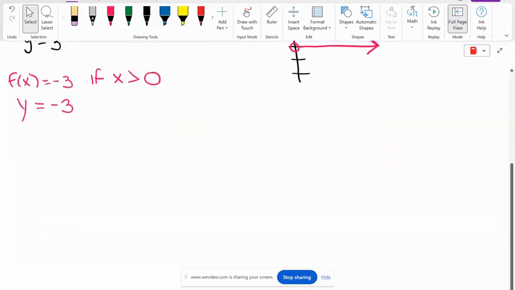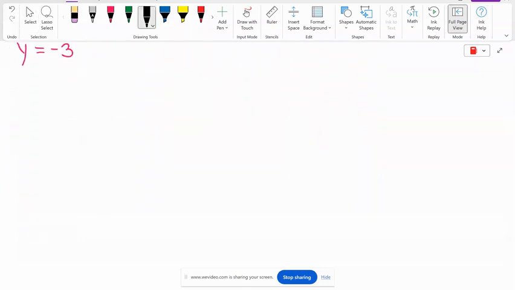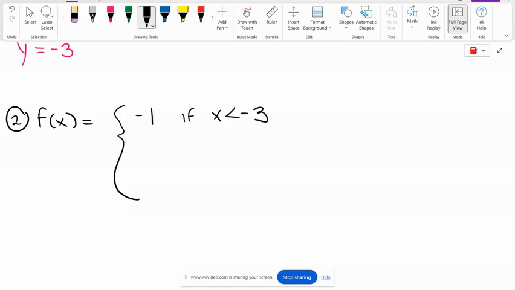All right, let's do another one. We're going to have f of x is equal to -1 if x is less than -3, 0 if -3 is less than or equal to x, which is less than 0, and 1 if x is greater than or equal to 0.